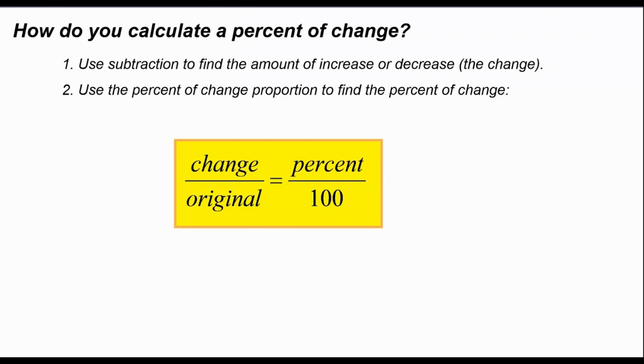What's different about this is that this is usually the part and this is usually the whole. So the change is kind of the part and the original amount we started with is the whole. The ratio on this side is still the same, always a percent out of 100.